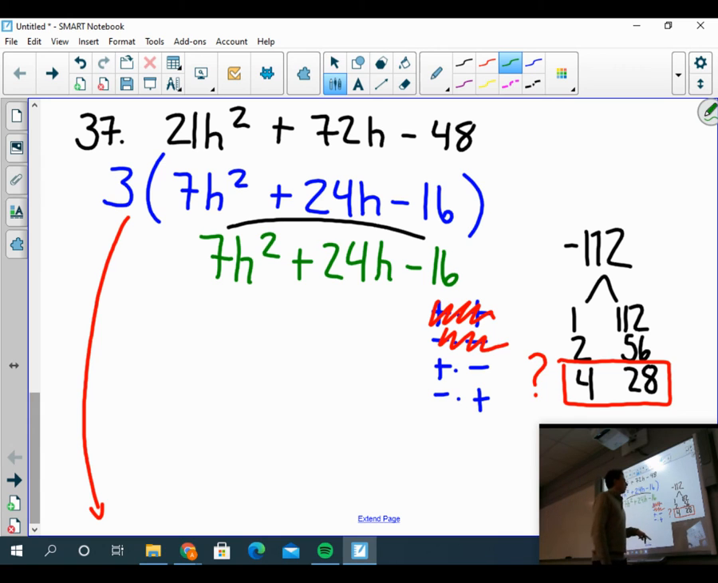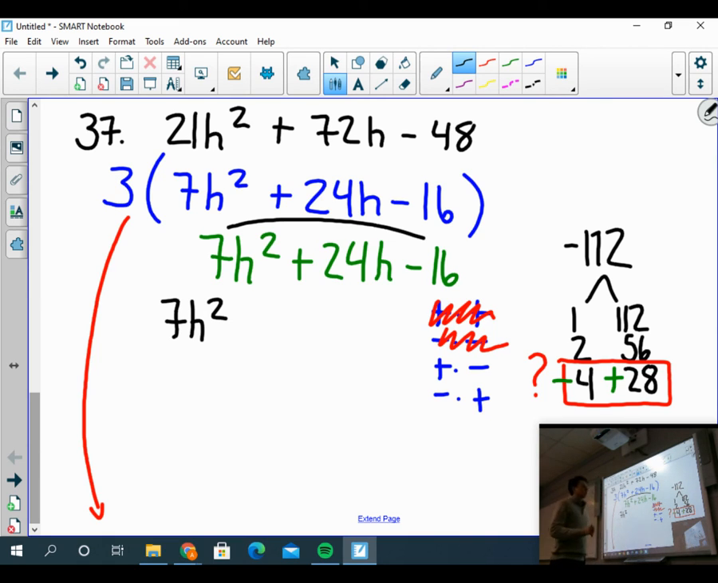How am I going to end up with positive 24 if one of these, the 4 and the 28, has to be negative and one has to be positive? Well, to get positive 24, I need negative 4 and positive 28. Okay, so again, use the signs, first the multiplication, then the sign of your middle term when we're looking at the addition to determine your factors. So now I split the middle.